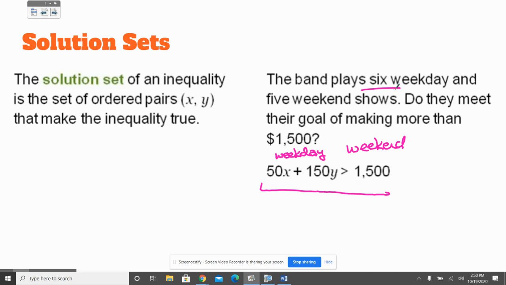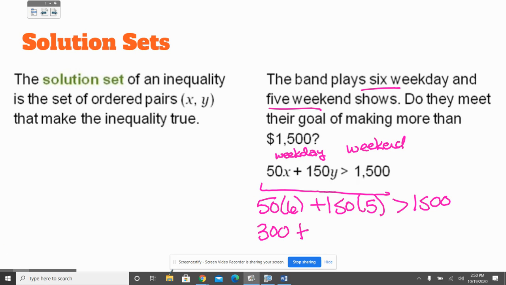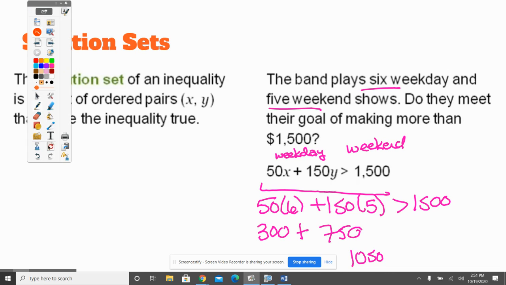They want to know if they play 6 weekday and 5 weekend, do they meet their goal? Well, let's just check. First of all, it would be in the region if you graphed, but I don't think I graphed the correct problem. So we'll just plug it in. So if you take 50 times 6 plus 150 times y, which will be 5, is that going to be greater than 1,500? Well, 50 times 6 is 300 plus 150 times 5, that's 750. That's not enough money. No, that's 1,050, and that's not bigger than 1,500. So they do not meet their goal. It is not in the solution set. The solution set would have been all those above the line.